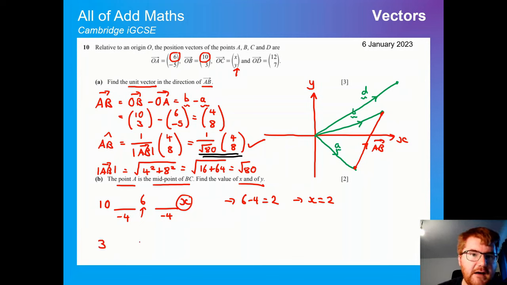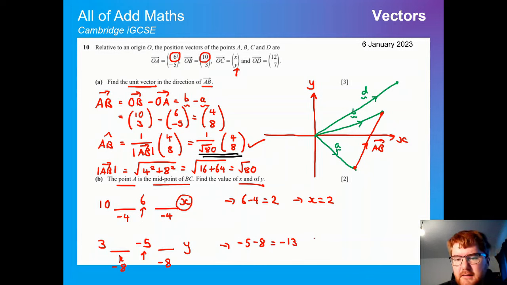So I've got 3 here. I know the midpoint is minus 5. So just here, the midpoint. And I know this is y. What do I do to 3 to get to minus 5? Well, minus 8. So we're going to have the minus 8 here as well. And be careful here. Minus 5 minus 8, that's going to be equal to minus 13. Therefore, y is equal to minus 13.